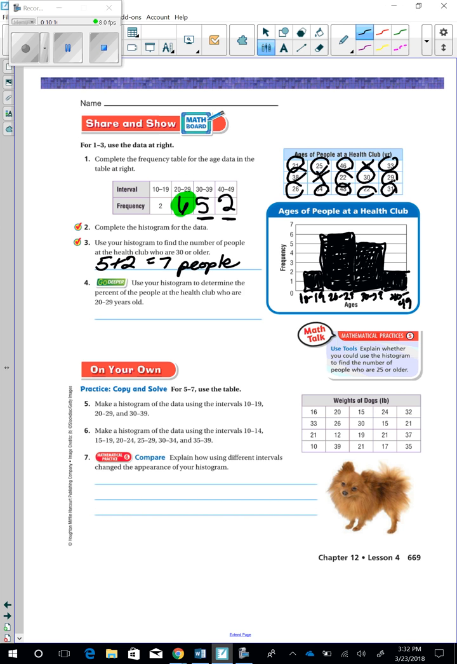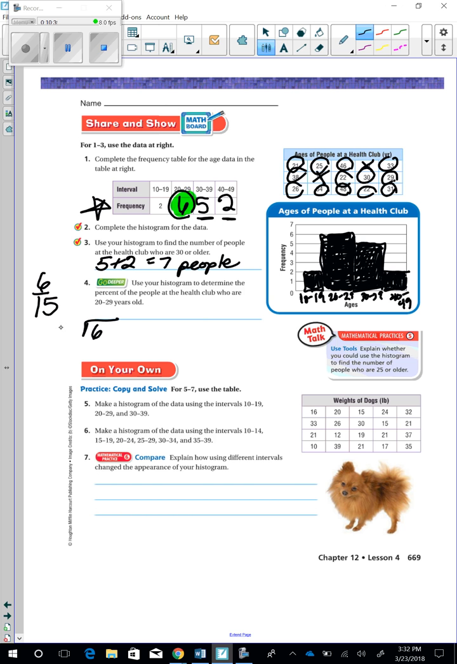Number 4, use your histogram to determine the percentage of people at the health club who are 20 to 29 years old. So we need to look at that number, which is 6. That's going to be our numerator. And then we need to add up all of the frequencies. So 2 plus 6 is 8. 8 plus 5 is 13. 13, 14, 15. So we're going to be looking at 6 out of 15.